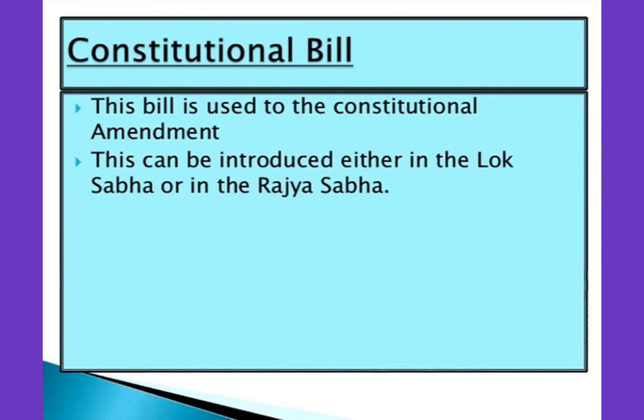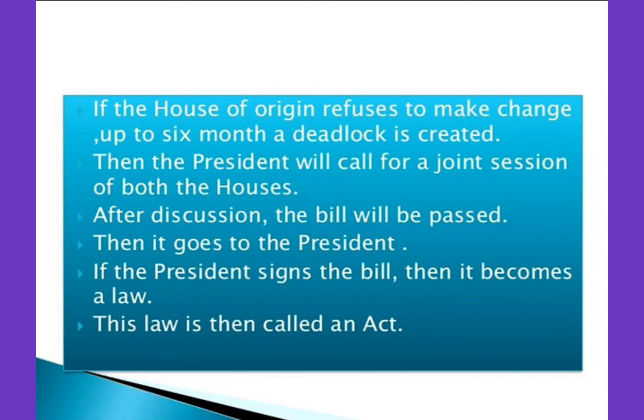The third bill is used for the constitutional amendment. Amendment means when we want to make changes in our constitution. This can be introduced either in the Lok Sabha or in the Rajya Sabha. So these are the 3 bills: the money bill, the ordinary bill, and the last is the constitutional bill.